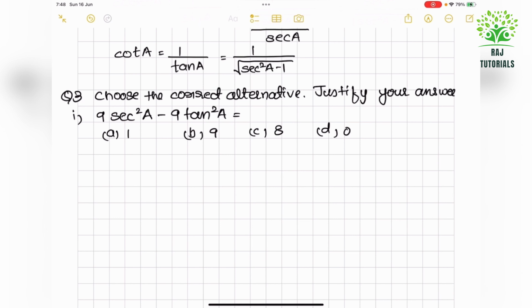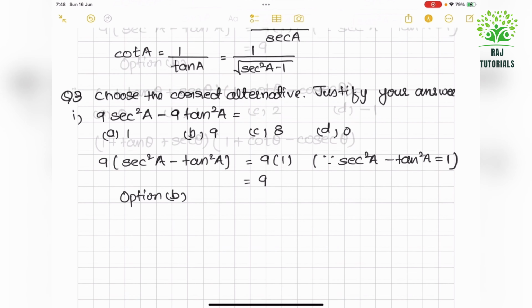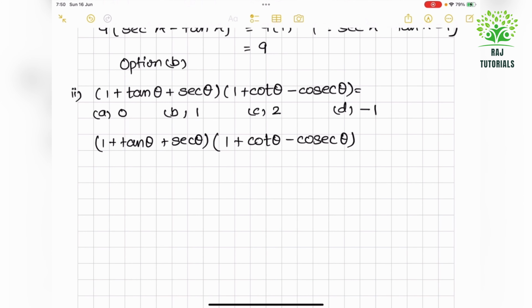Now question 3 says choose the correct alternative, justify your answer. So 9 sec square A minus 9 tan square A is given. So can I say 9, if I take common, sec square A minus tan square A? So this is nothing but an identity, so I can say 9 into 1 because sec square A minus tan square A equal to 1.